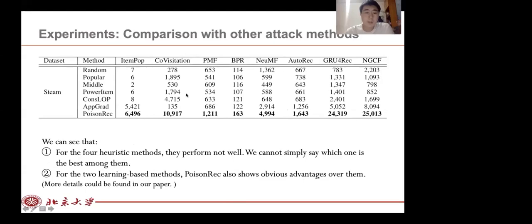This table shows some results about the comparison with other attack methods. For the 4 heuristic methods, they do not perform well. Another finding is that we cannot simply say which heuristic is the best. Different methods receive different attack results on different recommendation algorithms. For the 2 learning-based methods, PoisonRec still shows obvious advantages over them.